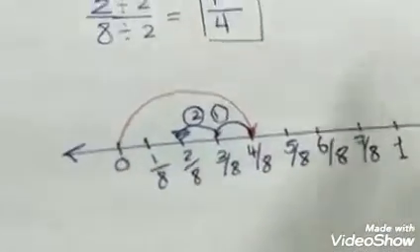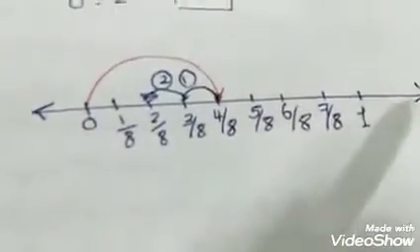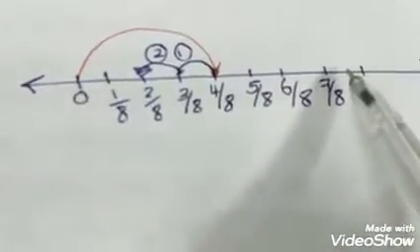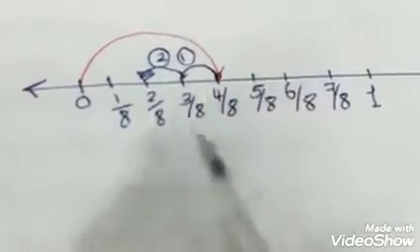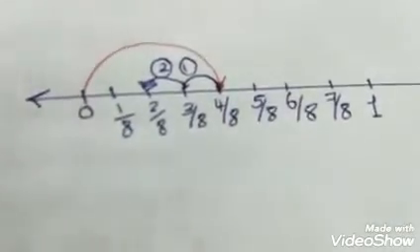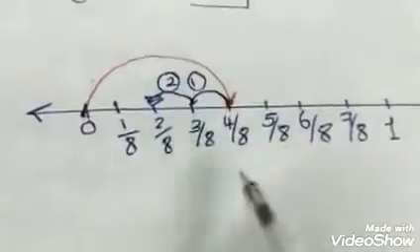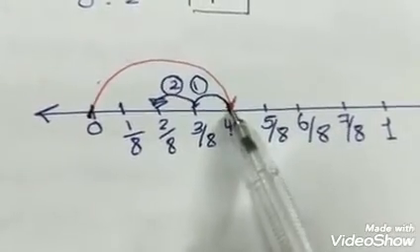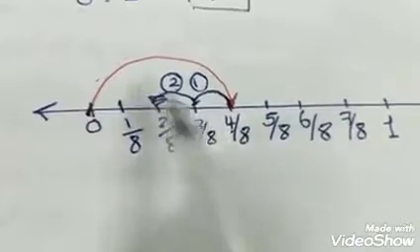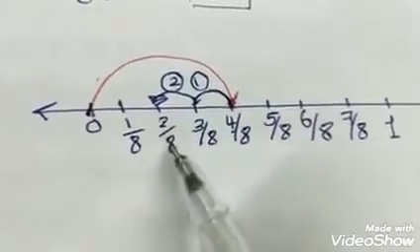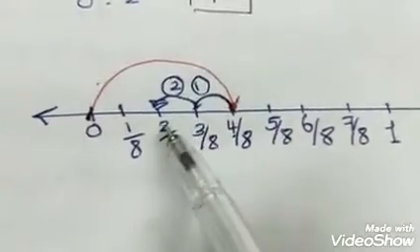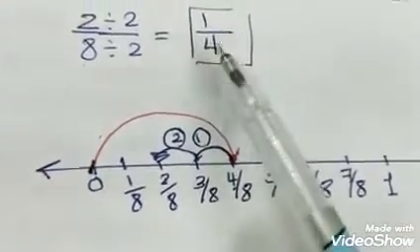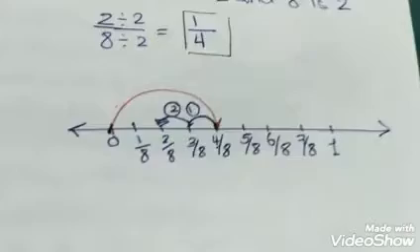How to represent it on the number line? I will have the number line as we said before. Divide the unit from 0 to 1 into 8 equal units, okay? Then I will jump to 4 over 8. This is the start point. Then I will go back 2 steps to reach 2 over 8. This is the result, and the simplest form of it is 1 over 4.